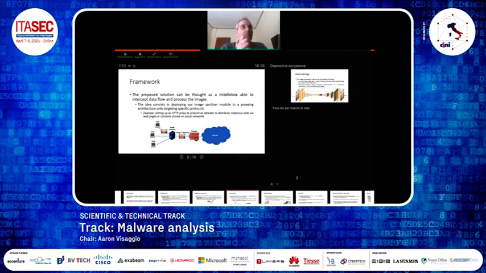This is our framework. The proposed solution can be thought of as a middle box able to intercept the data flow and process the images. The idea consists in deploying our image sanitizer module in a proxying architecture, only targeting specific protocols. For example, setting up an HTTP proxy to prevent an attacker from distributing malicious code via a web page or content shared on social networks.